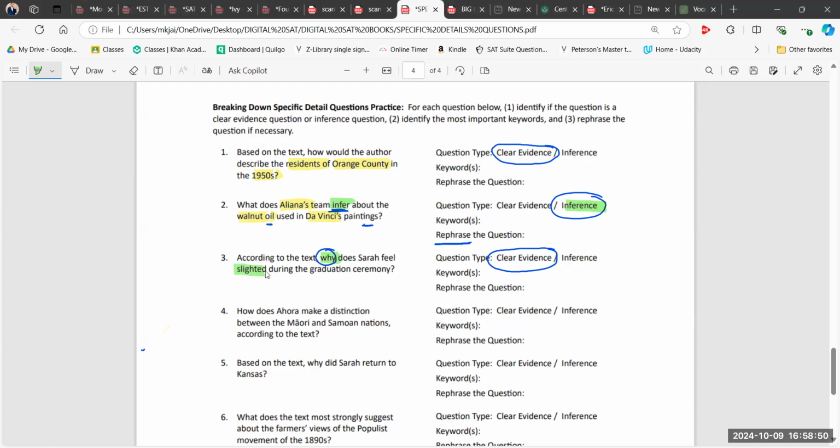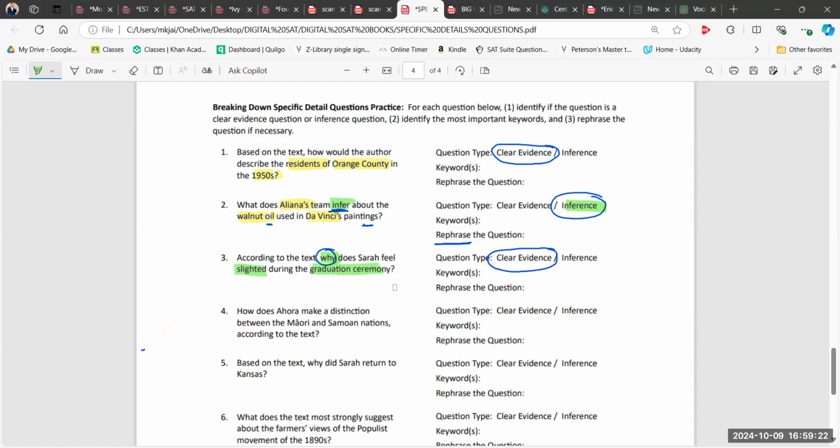Slighted? Okay. During what? Graduation. Okay, so these are the most important words that you will keep in mind while looking for the question. Why or the reason, that feeling, being slighted during when? Graduation. What event? Yeah, ceremony. Graduation ceremony. Okay, do we have to rephrase the question? Do you think it's a lengthy one that we have to rephrase it? No, no need. Okay.